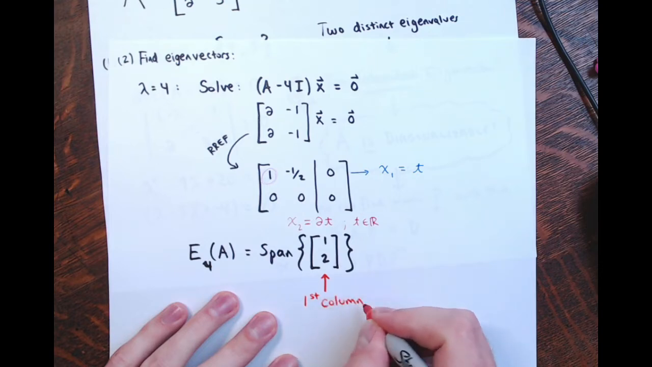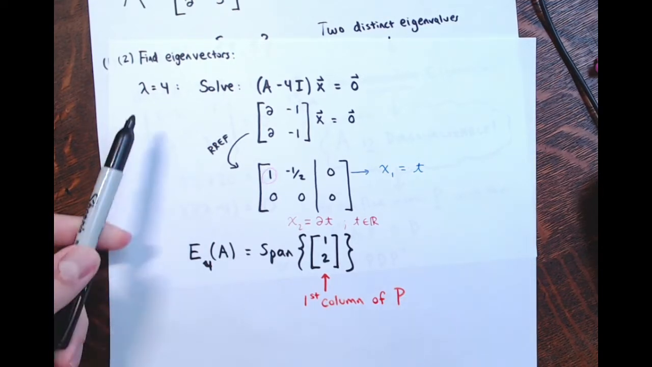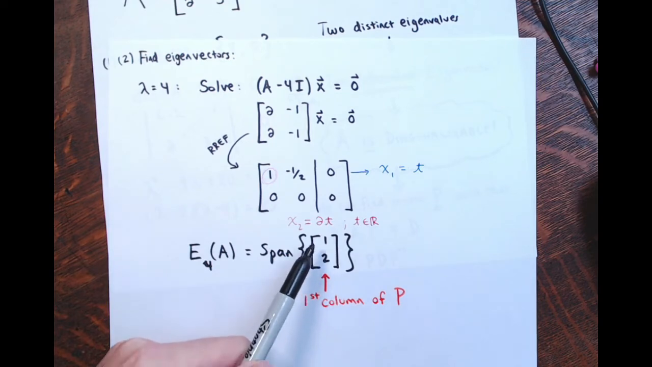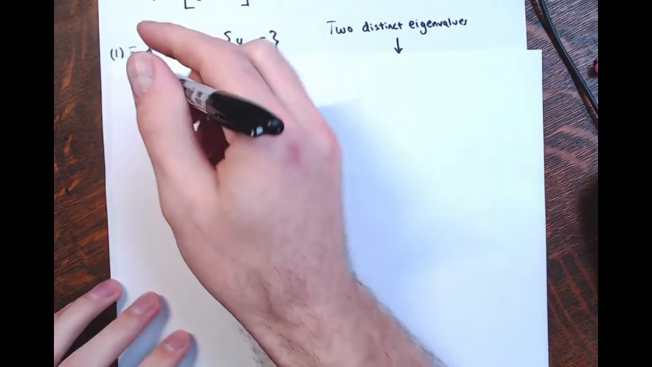Really you can make it any column, but I'll make this the first column of that matrix P that I'm trying to create. Right, that'll diagonalize this matrix A. So that was when lambda was 4. Found an eigenvector, (1, 2). And I do the same thing when lambda is 5, the other eigenvalue.